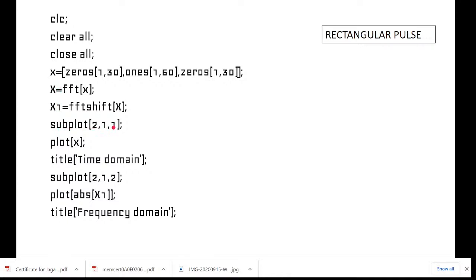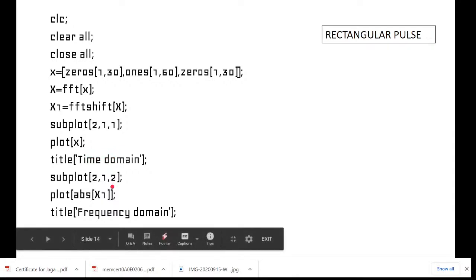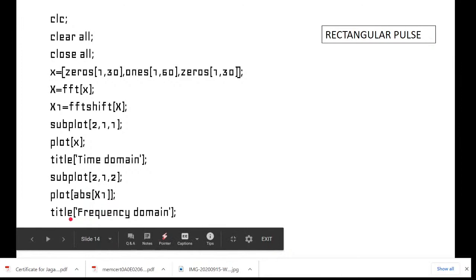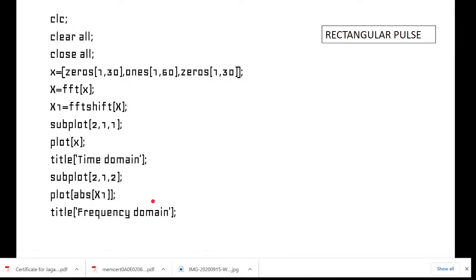Next, since we have everything ready here, we just need to plot them. So the first subplot will have the rectangular pulse that we will title as time domain. In the second subplot, we will have the FFT version, the shifted version of the rectangular pulse. You note here we again use the absolute function because we want just the absolute values, or the magnitudes, of the FFT. Then we will title this subplot as frequency domain. Basically it represents the DFT of the rectangular pulse. So you type these lines in MATLAB and run the program.